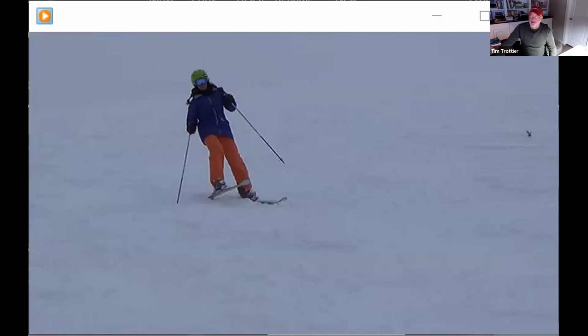I'll be on the hill tomorrow if anybody is up there. I know Henry, you'll be there. See you tomorrow. Have a good one, Tim. Have a good one, guys.